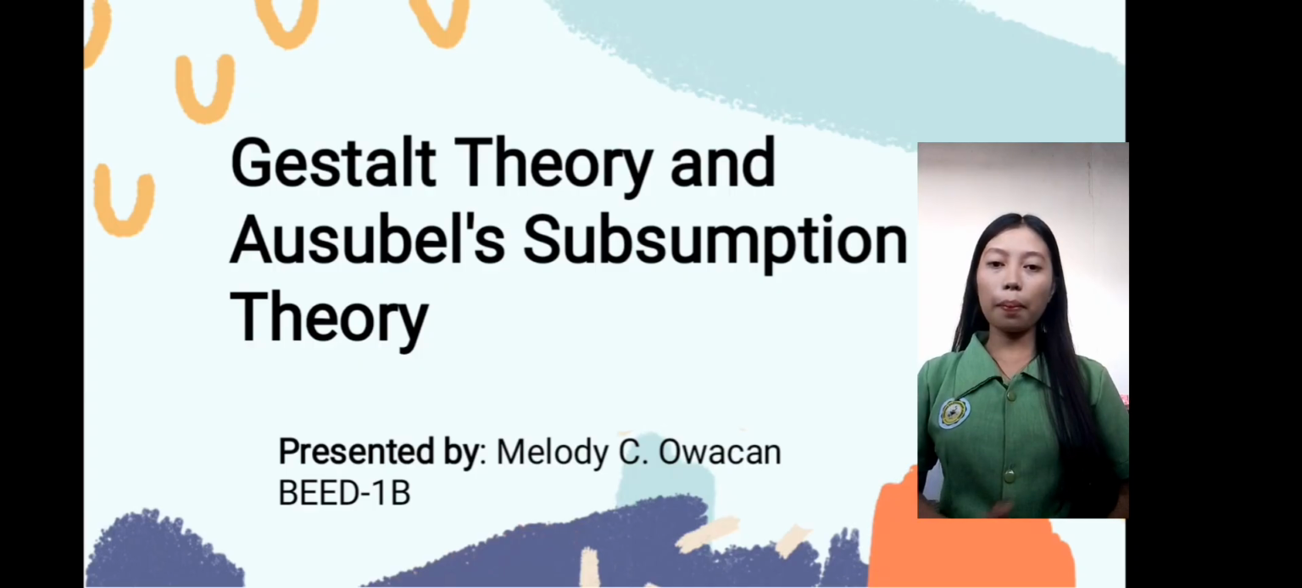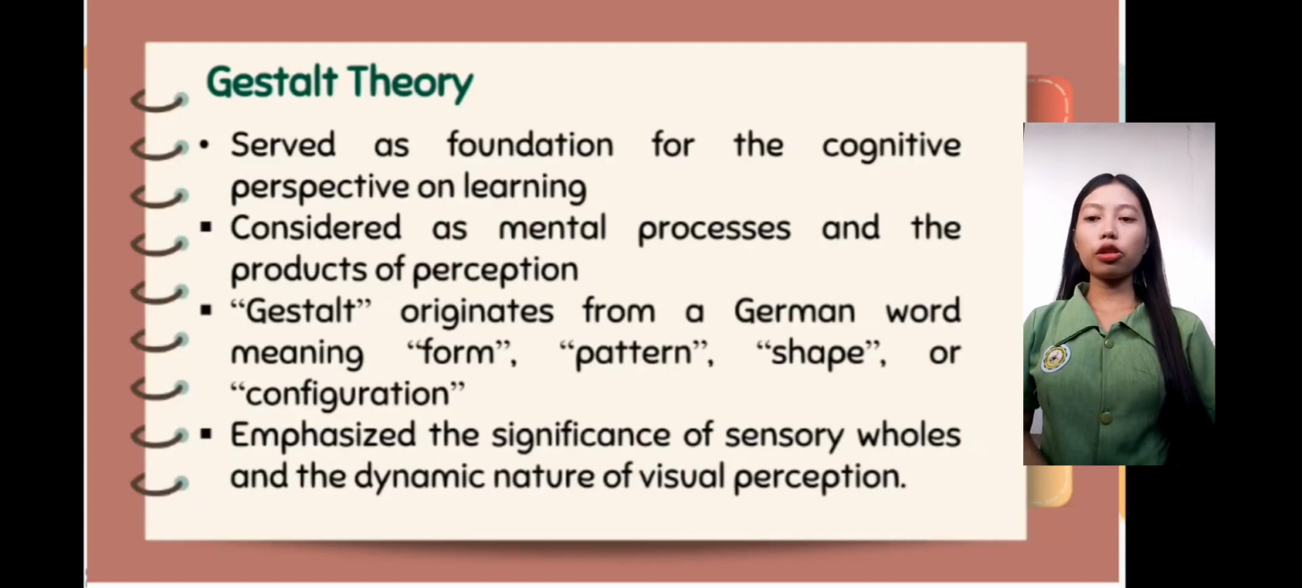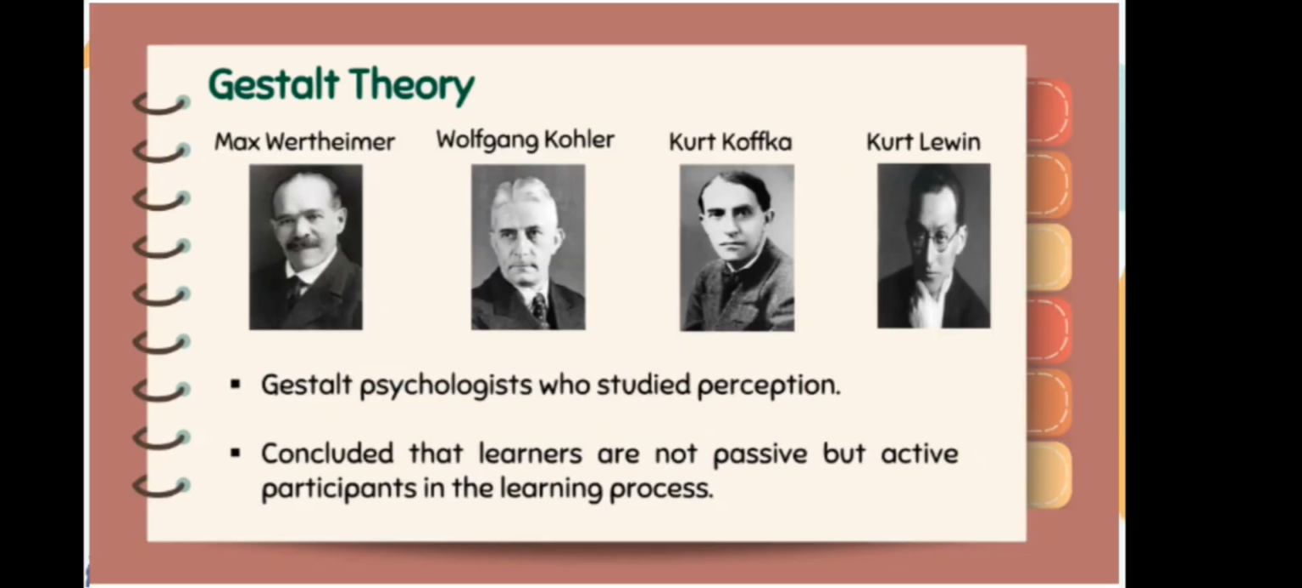So, we will tackle the Gestalt theory and also the subsumption theory. Gestalt theory serves as a foundation for the cognitive perspective on learning, considered as a mental process and the product of perception. Gestalt originates from a German word meaning form, pattern, shape, or configuration. It emphasizes the significance of sensory input and the dynamic nature of visual perception.